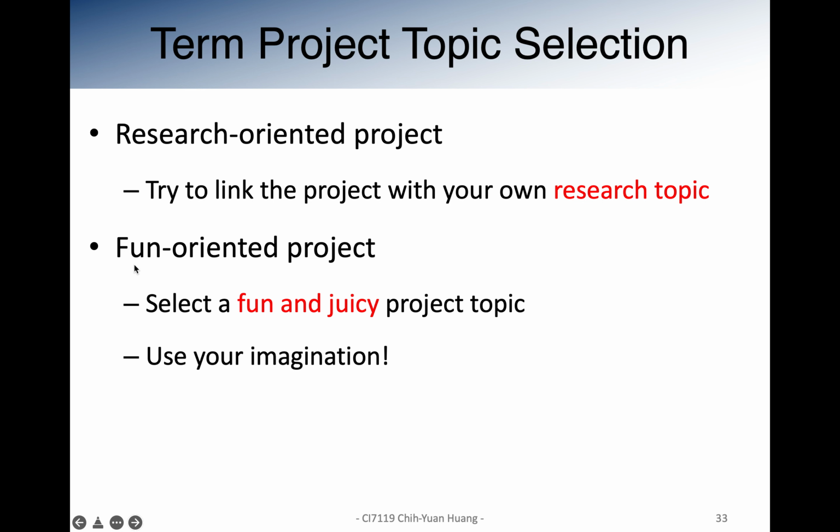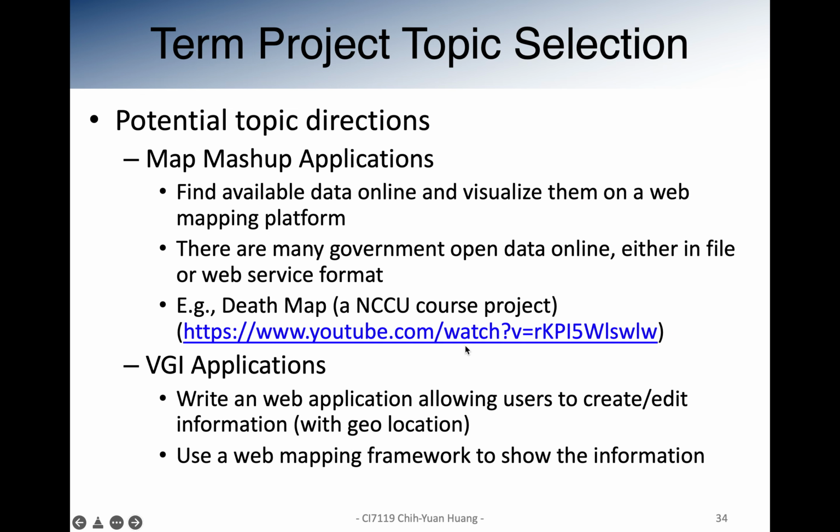The second possibility is the fun-oriented project. You can try to select a fun and juicy project topic, and use your imagination to think about that. And there are some potential topic directions for you to start thinking. The first type is the map mashup application.